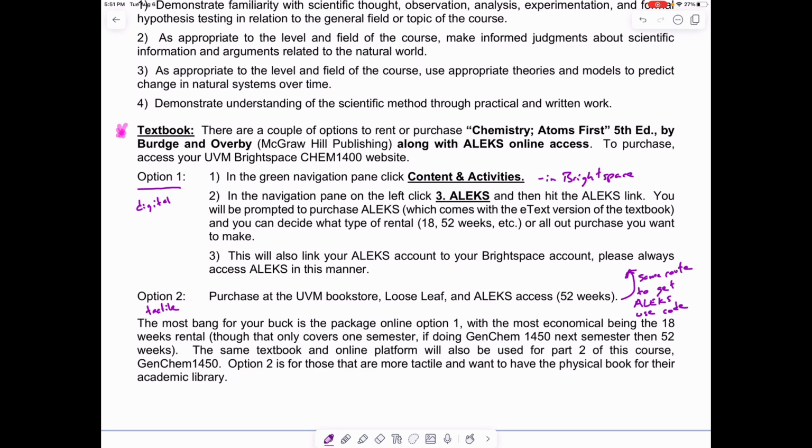In terms of renting, one thing to notice is that if you are planning to go to part 2, which is $14.50 next semester, you might want to opt for the 52-week rental so that you have both semesters taken care of, fall and spring. If you only have to take $1,400, well then the 18-week rental would be a better option since you only need 1 semester of the course. So that is your textbook options.